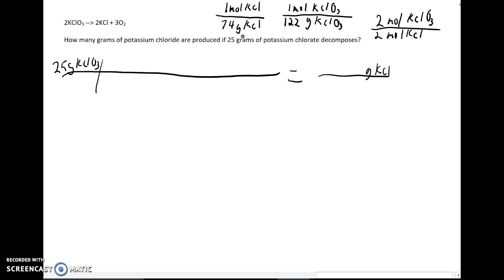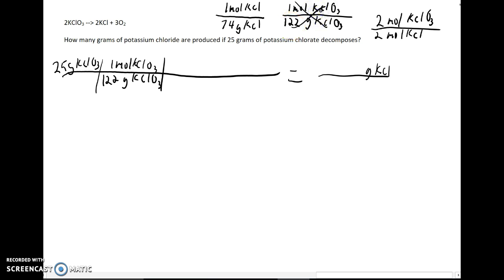And now I can just go to my dimensional analysis and solve. So I have grams of potassium chlorate here. I'm going to pick this conversion factor right here because as we see, it has grams of potassium chlorate. So 122 grams of KClO3 is equal to 1 mole of KClO3.